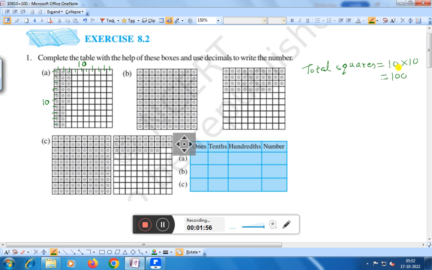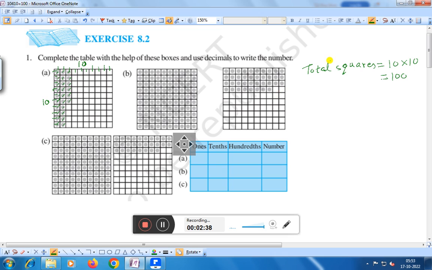Now we will count in how many boxes there are balls, right? So we will count in this way. This is 1, 2, 3, 4, 5, 6, 7, 8, 9, 10, 11, 12, 13, 14, 15, 16, 17, 18, 19, 20, 21, 22, 23, 24, 25, 26, right? There are 26 balls in the box.